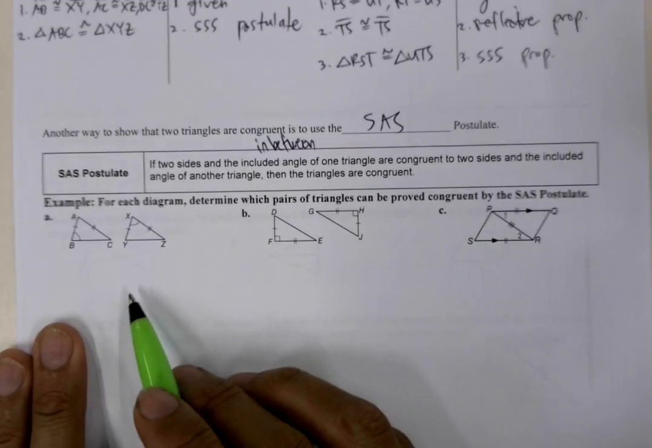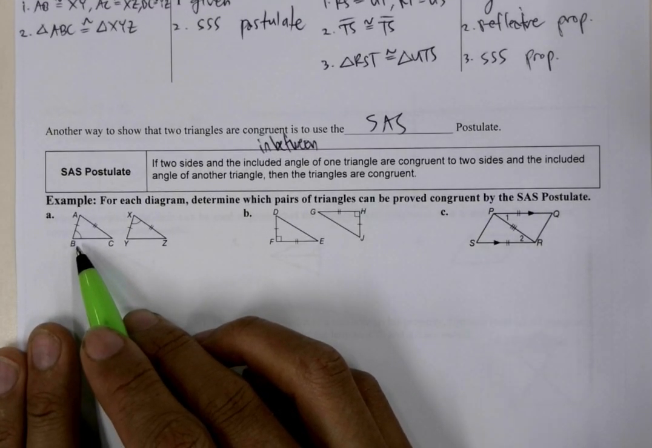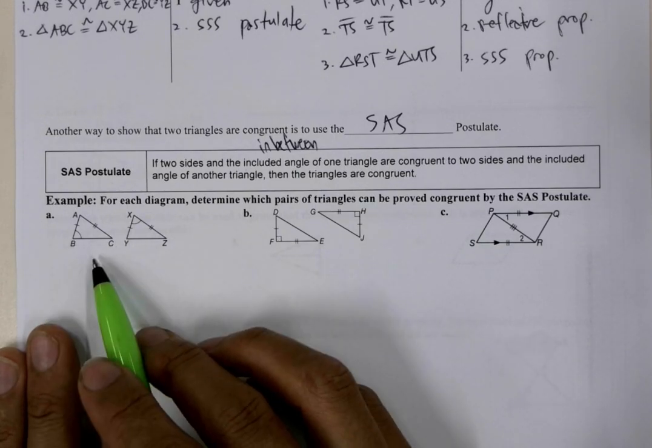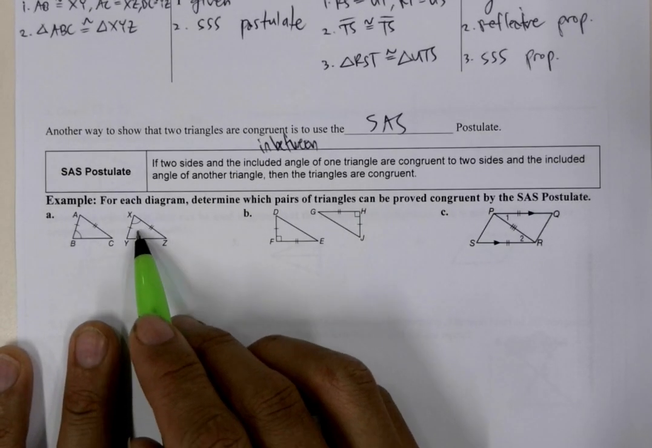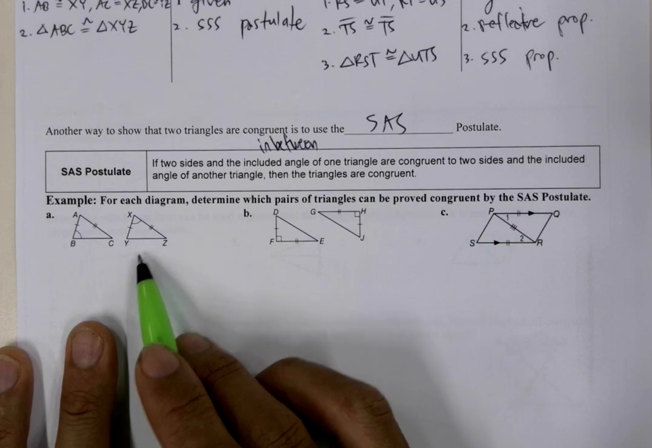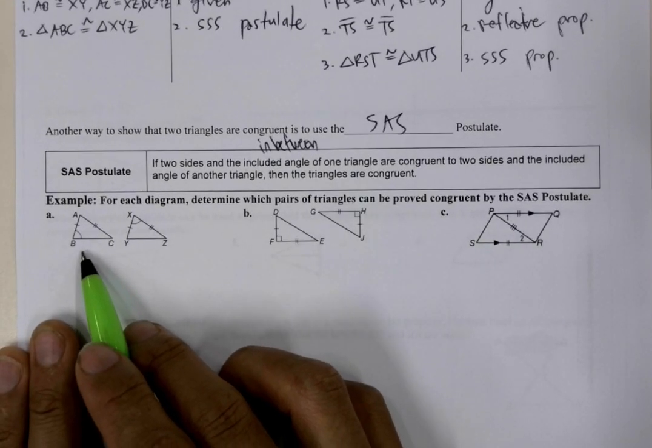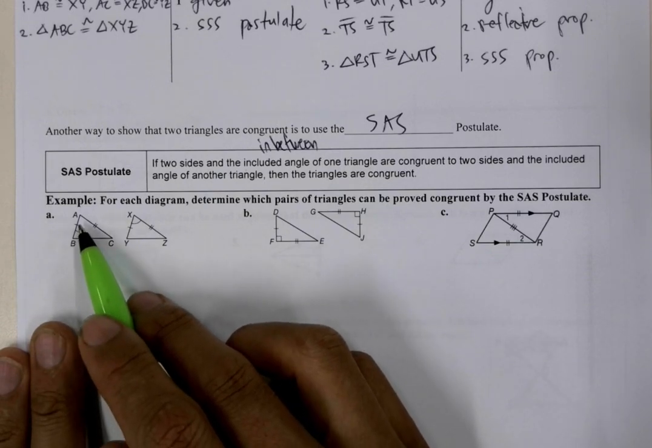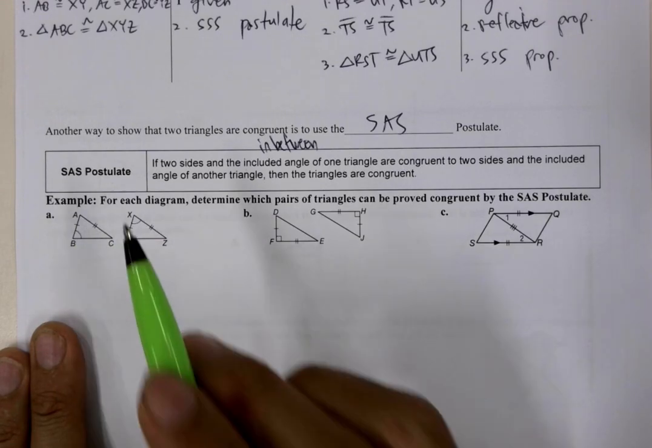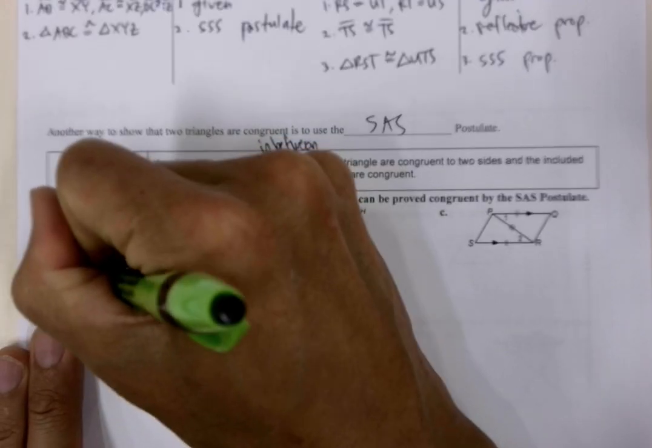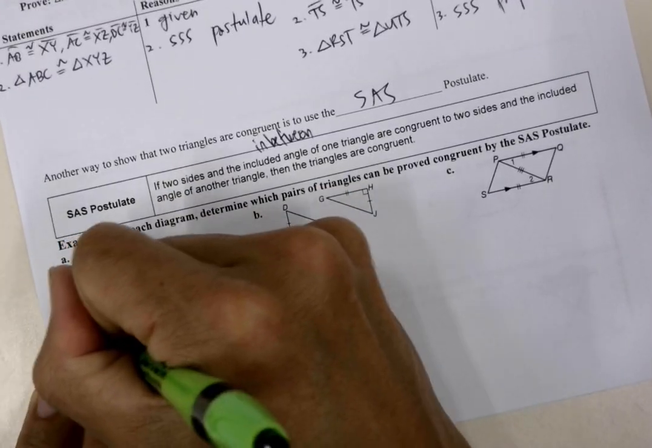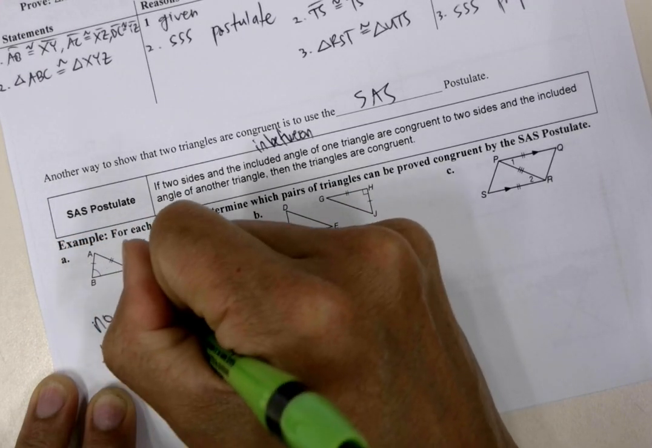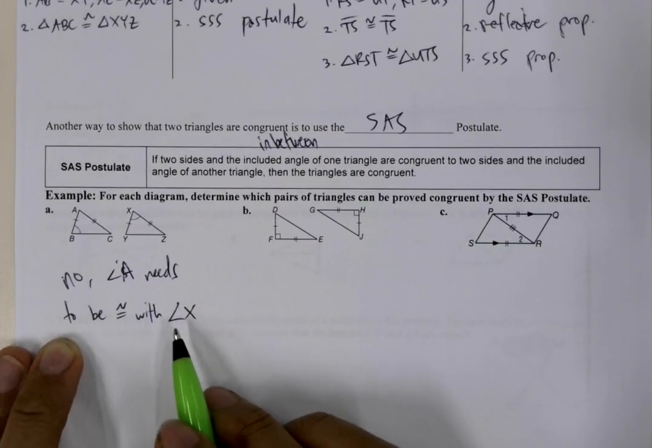Okay. So over here, we're supposed to show which pairs of triangles can be proved congruent by the SAS property. And this one here, it looks like we can, but we cannot, because the angles that are congruent in these two triangles are the included angle for this one here, but it's not the included angle for triangle ABC. Right? And included means it's the angle in between the two congruent sides. So we would need angle A to be congruent with angle X. So this is no, right? Angle A needs to be congruent with angle X, right?